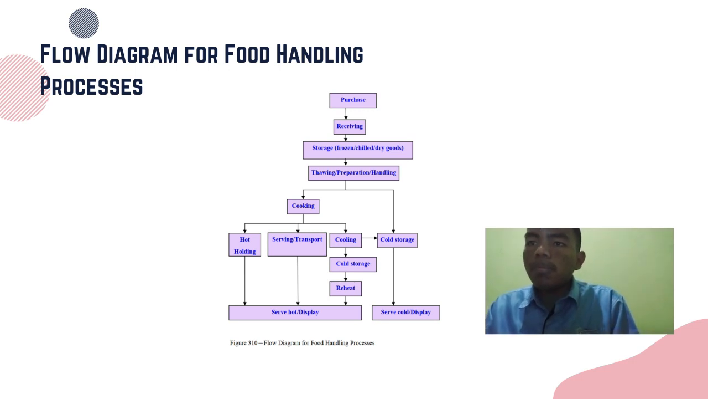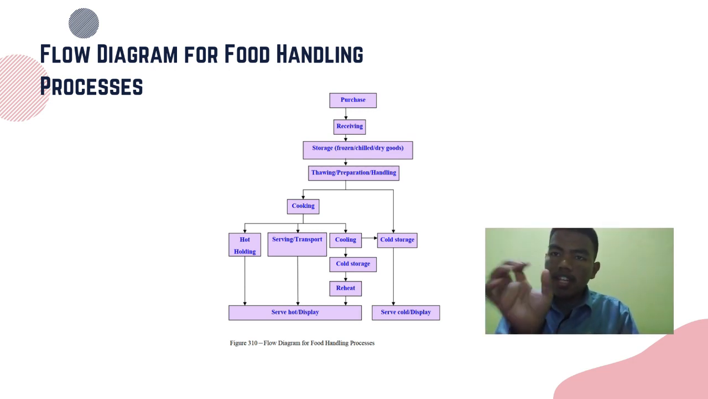And after thawing, preparation, and handling, we can see here there are two ways. First is cooking and second is cold storage. Let's move to the cooking first. In cooking, food must be fully cooked. Pay attention in this section.